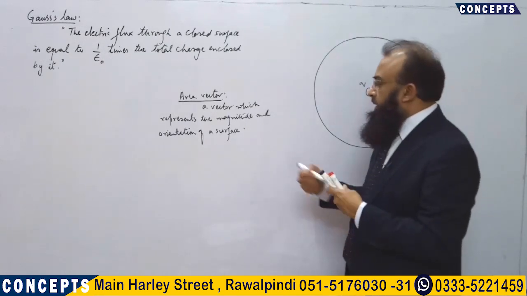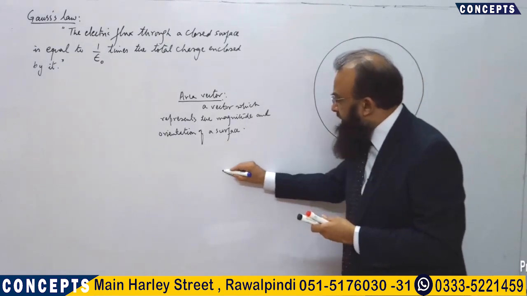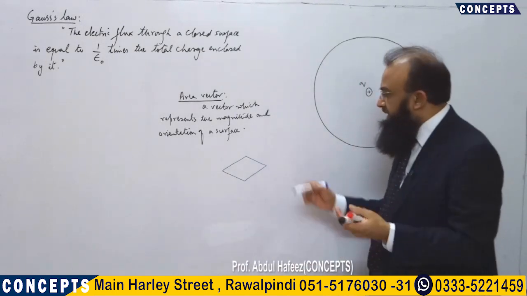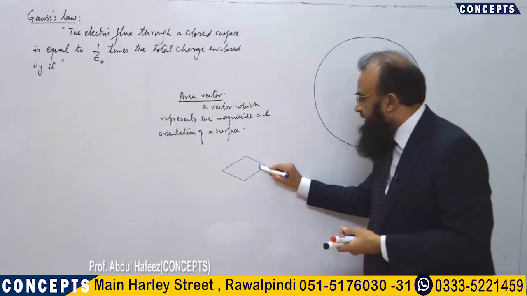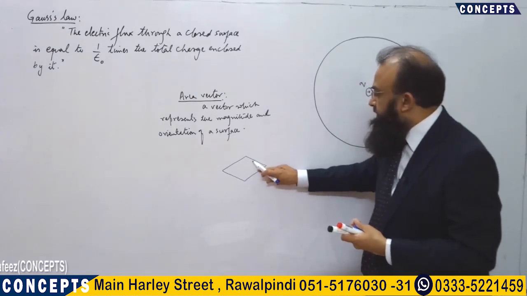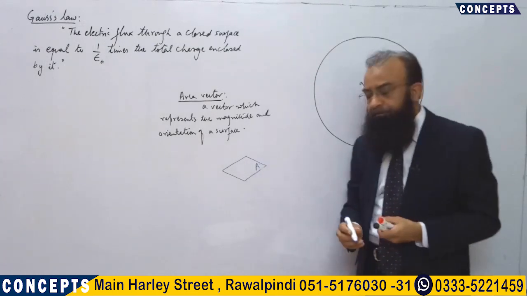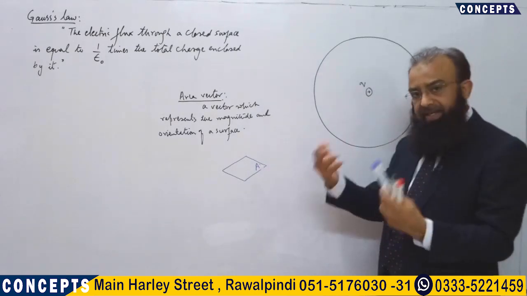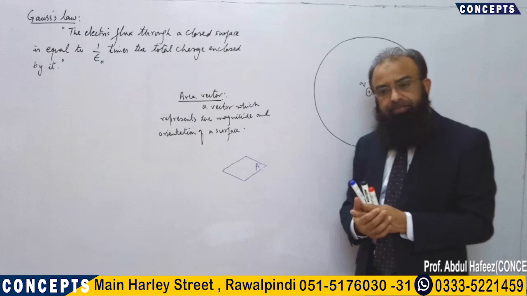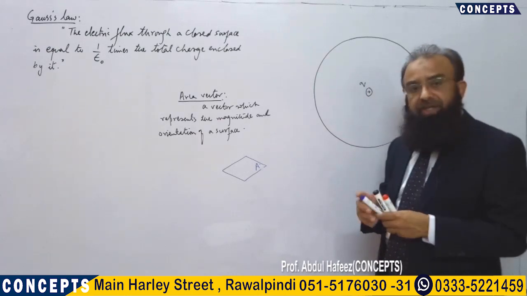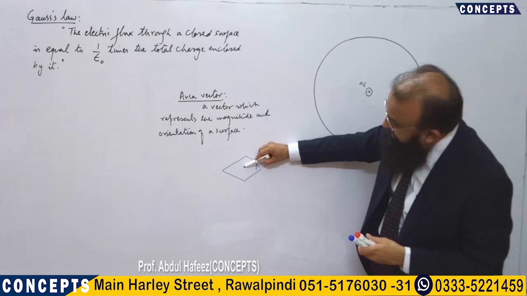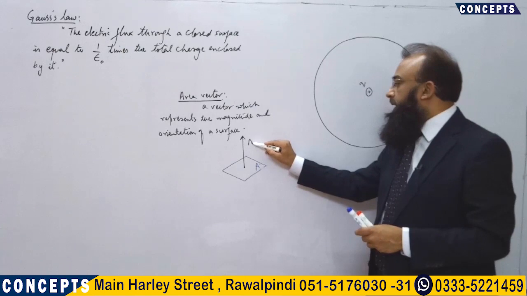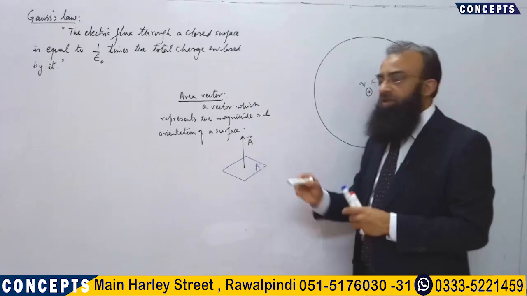So if I suppose here a surface whose area I represent by A, this is the magnitude of this surface. Now how can I describe the orientation of this surface? To describe the orientation, I'll draw a vector normal to this. And this normal vector represents the area vector.